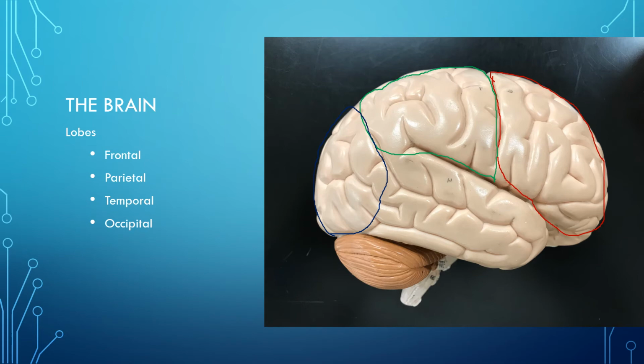Finally, we have the temporal lobes. The temporal lobes are approximately here. The temporal lobes are involved in hearing, language, memory, and emotion.